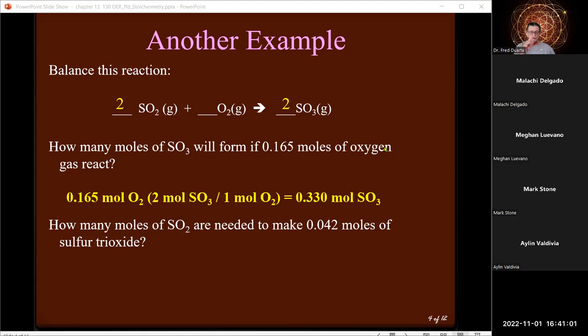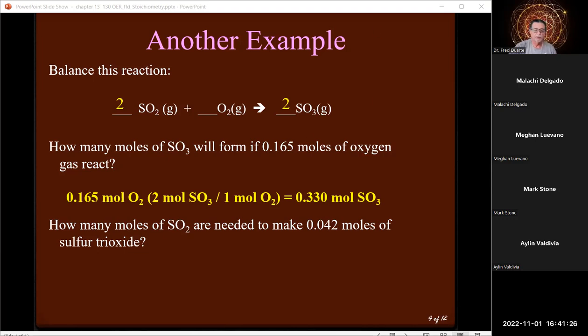Sig figs. These conversion factors, these coefficients, are exact numbers, so they would not play a factor in the sig fig determination. Also, atomic weights, to refresh your memory, do not play a factor in sig figs. So most of the time it's what you're given, moles, which comes from a measurement.